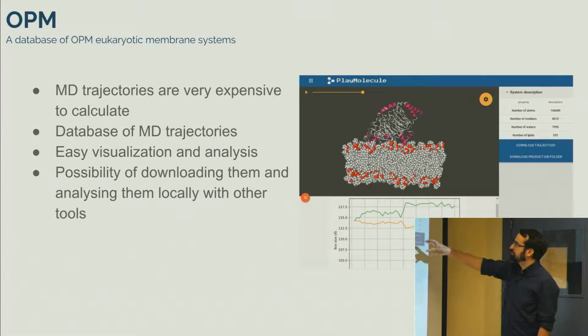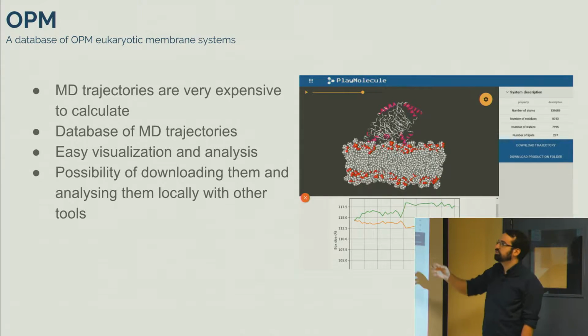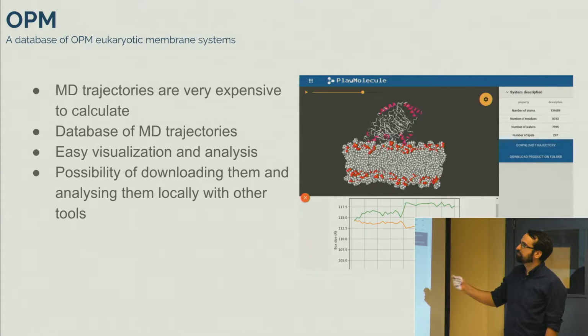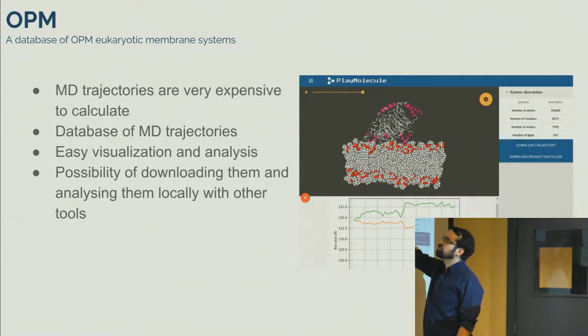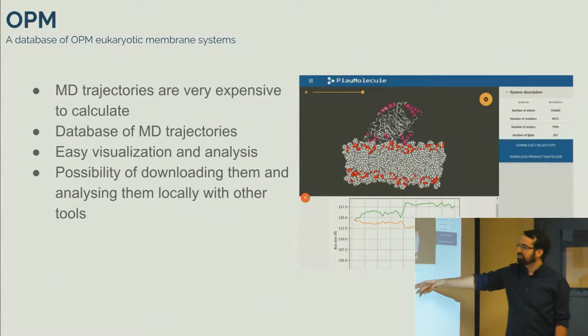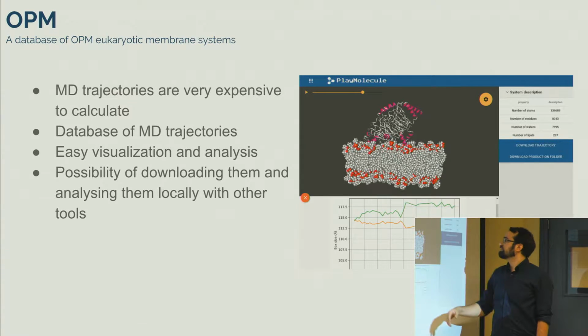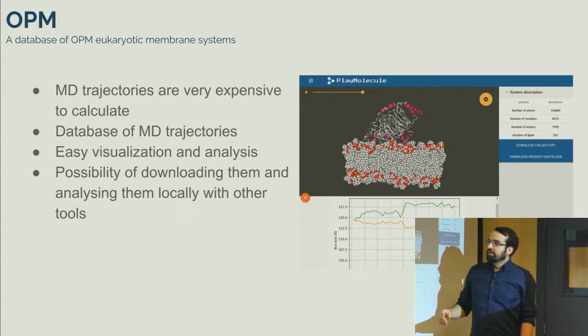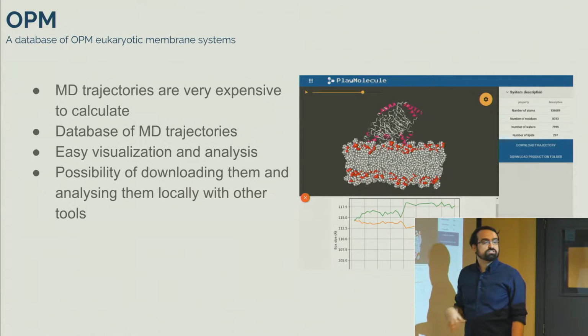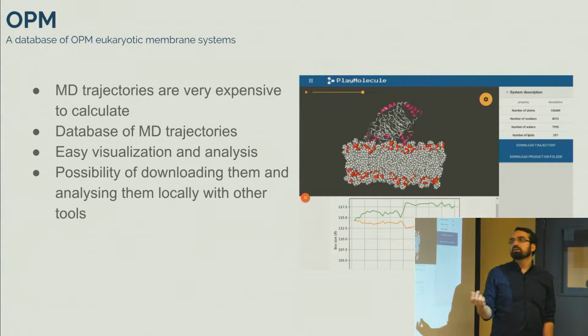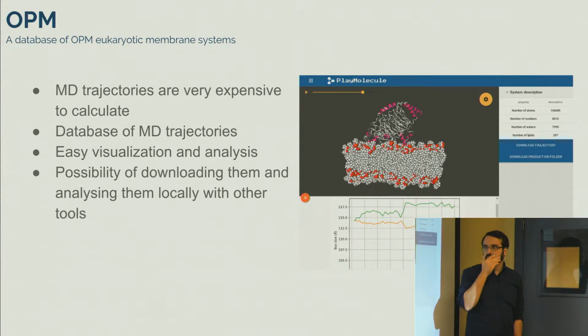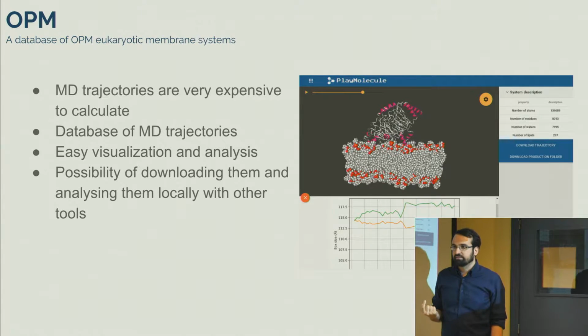So this is a snapshot, an example. I'm not actually going to show this because we may not have time, but basically you can visualize the trajectory, play it, and see some properties being plotted as well. And also there is the possibility of downloading these trajectories yourself, so you don't have to calculate them, and then analyzing them locally with other tools that you may have.